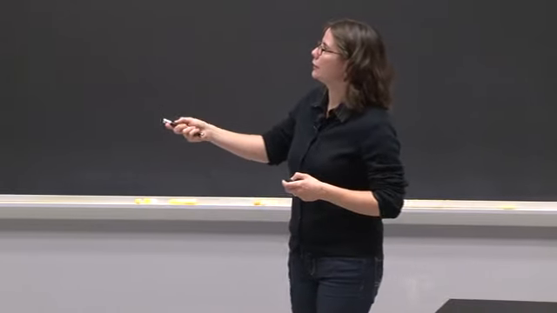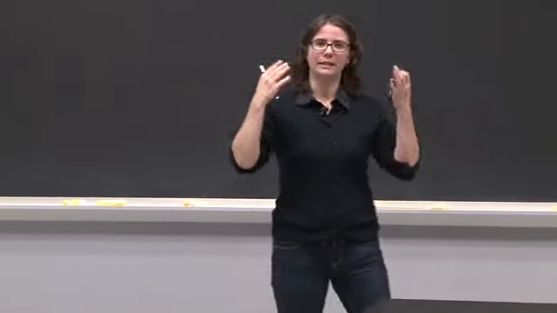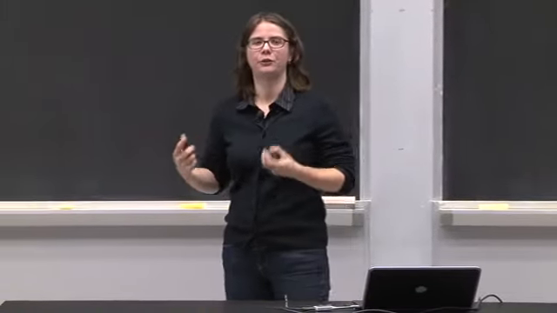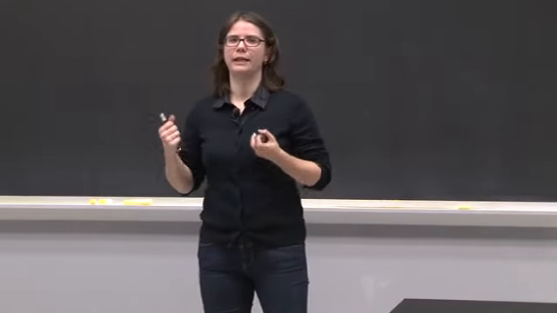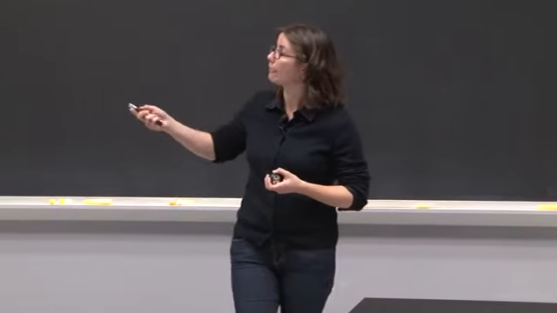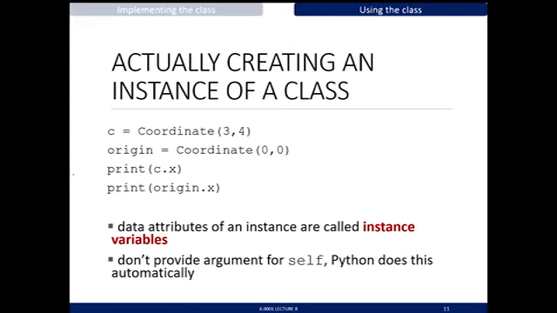So now we have a nice class. It's very simple, but we can start actually creating coordinate objects. When you create coordinate objects, you're creating instances of the class. So this line here, c is equal to Coordinate(3, 4), is going to call the __init__ method with x equal to 3 and y equal to 4.